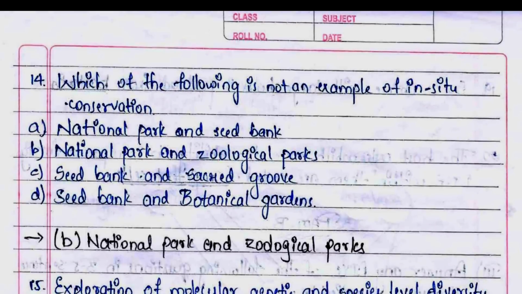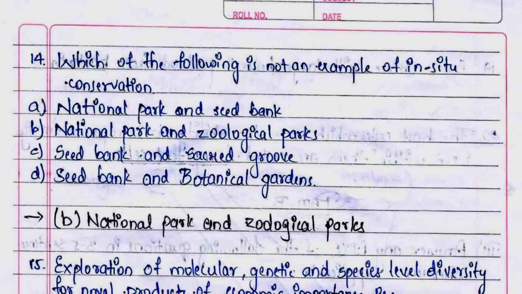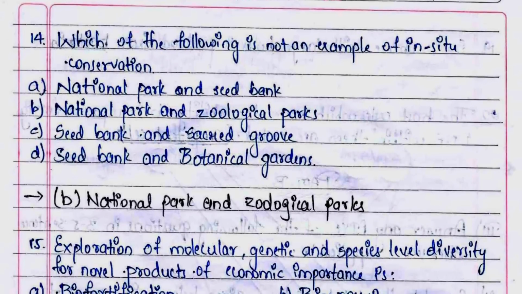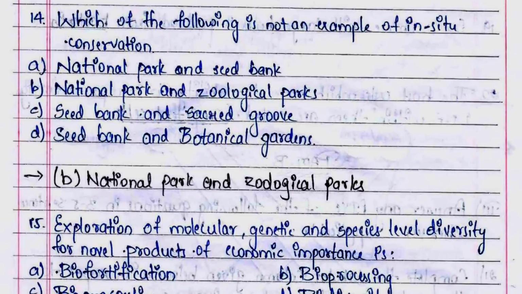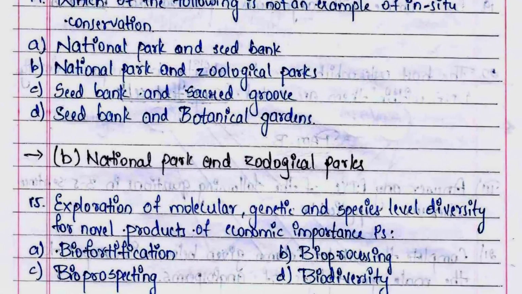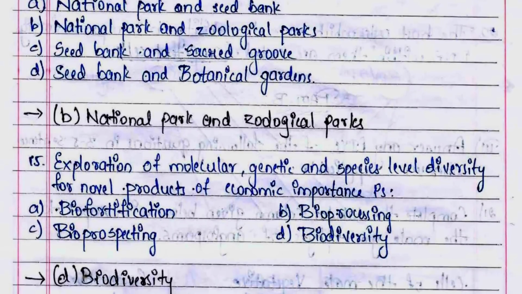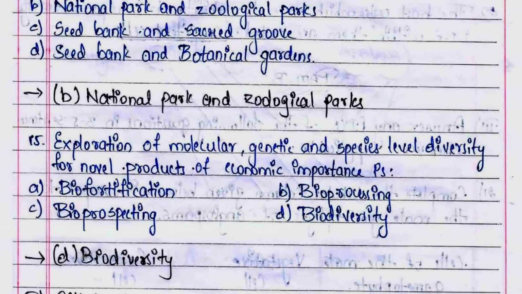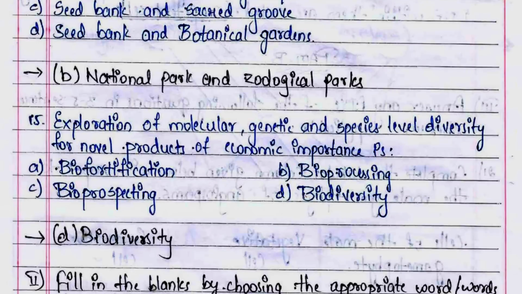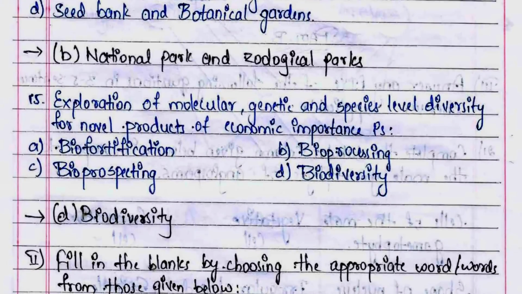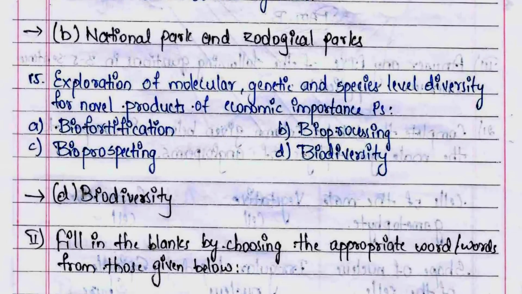15th, exploration of molecular, genetic and species level diversity for novel products of economic importance is A, biofortification. B, bioprocessing. C, bioprospecting. D, biodiversity, and the answer is D, biodiversity.